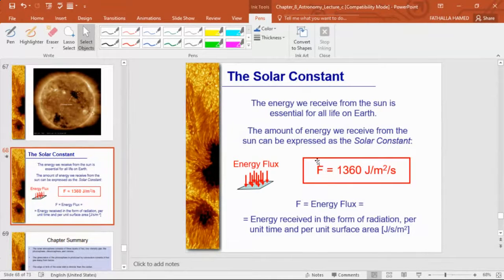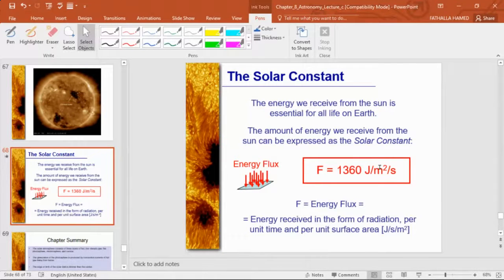Now, the amount of energy that we receive from the sun that reaches the surface of the Earth, we call it the solar constant, and that's equal to about 1,360 joules per meter squared per second, and we call that flux. It's continuously coming.